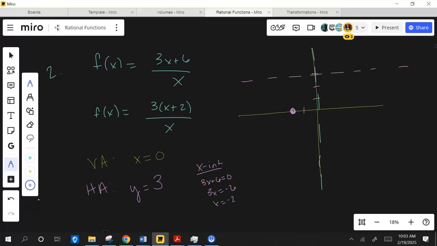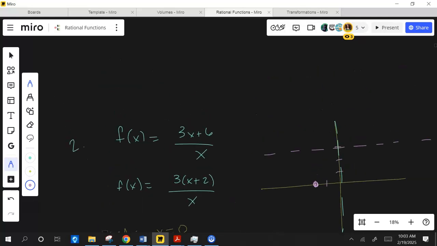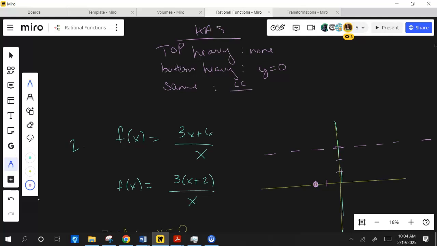Oh, y-intercept. Okay. Oh, never mind. Y equals 3. Okay, so these are your scenarios. If I'm top heavy, these are only for your horizontal asymptotes. If I'm top heavy, there's none. Bottom heavy, y equals 0. And if they're the same, then I do the leading coefficient of the top divided by the leading coefficient of the bottom. It's the ratio of those two. So it's 3 divided by 1.